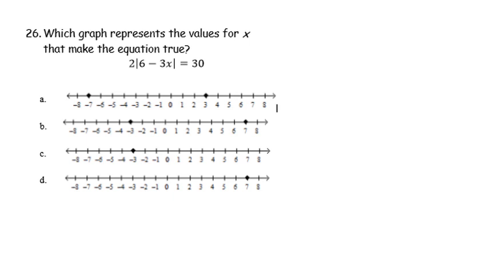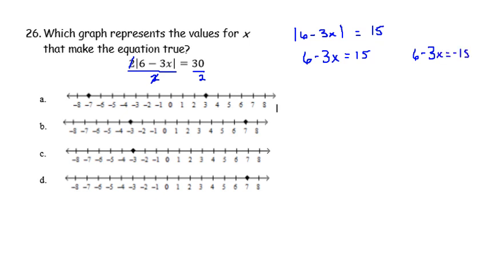All right, 26. So the first thing we need to do is get that absolute value sign all by itself. In order to do that, we're going to divide by that 2 that's being multiplied. Remember, never ever distribute into absolute value signs. So that gives us the absolute value of 6 minus 3x is equal to 15. Now that we've got the absolute value signs all by itself, we can see that it equals a positive number, and we're okay with that. Let's split it up into 2 equations. 6 minus 3x equals 15, and 6 minus 3x equals negative 15.